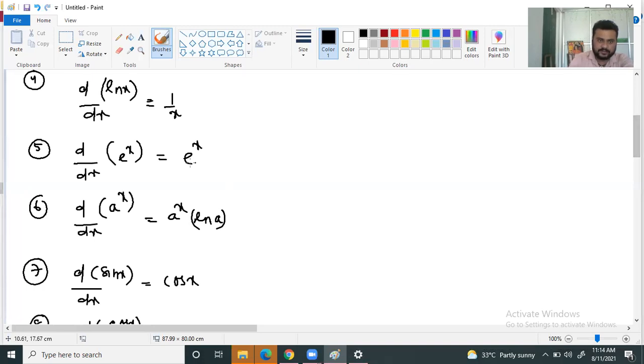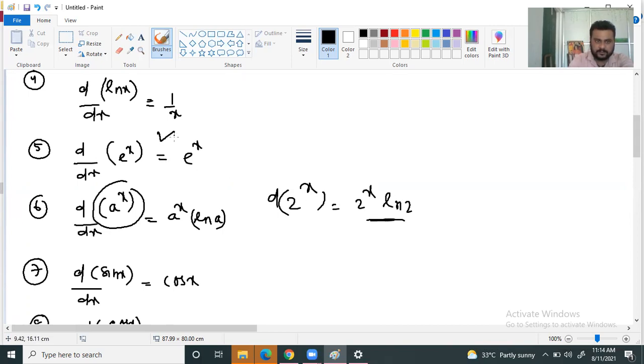Derivative of a to the power x, where a may be 2, 2 to the power x. Derivative of 2 to the power x is equal to 2 to the power x ln 2. Similarly, we can apply this formula here also: e to the power x ln e, but ln e is 1. So the result is e to the power x.